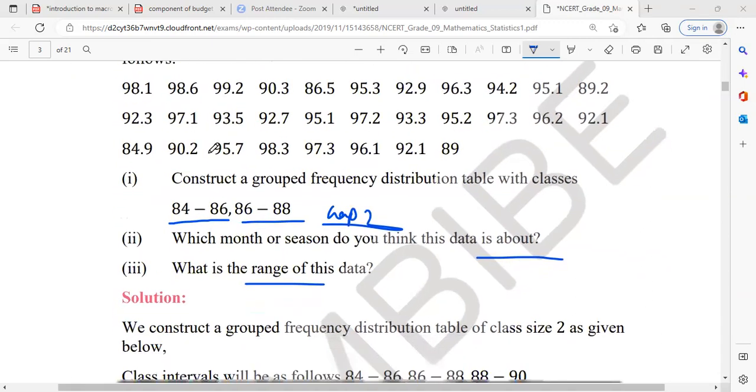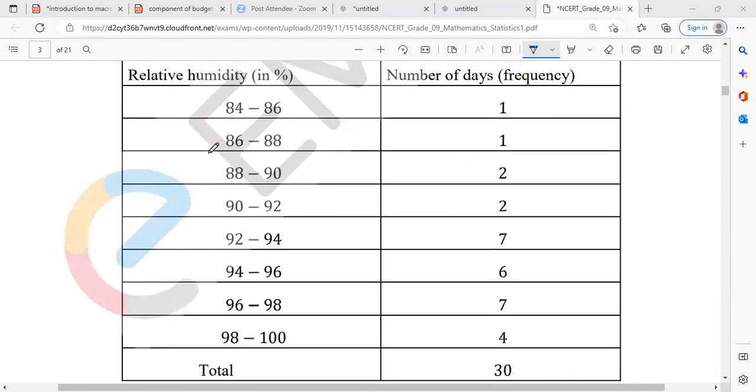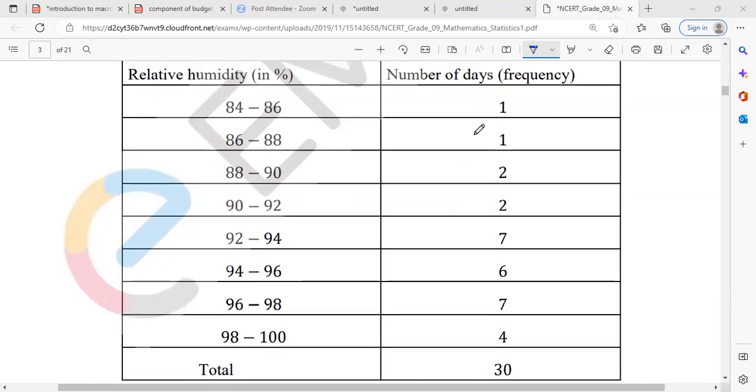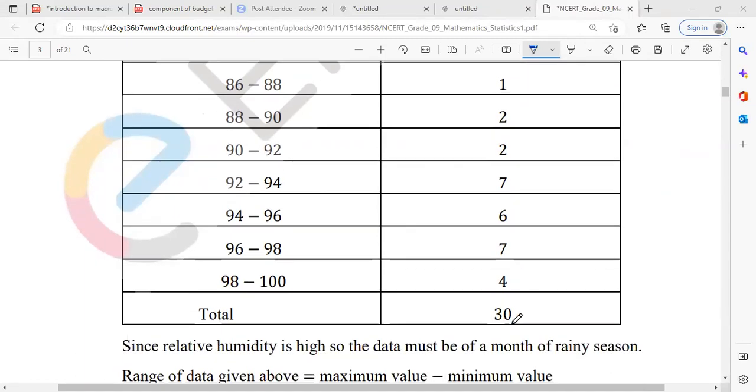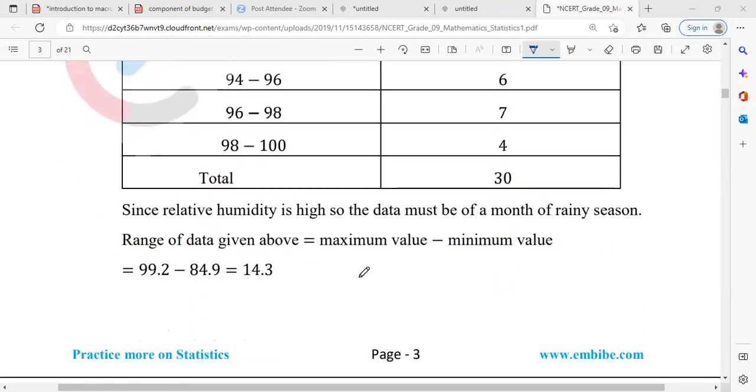Okay, let's check. It looked like this. Okay. 1, 1, 2, 2, 7, 6, 7, 4. Now over here, the thing is that they were asking you to tell which season it looked like, right? So over here it is humidity. Since relative humidity is very high, the data is basically for the rainy season. Clear? And now this is very important.